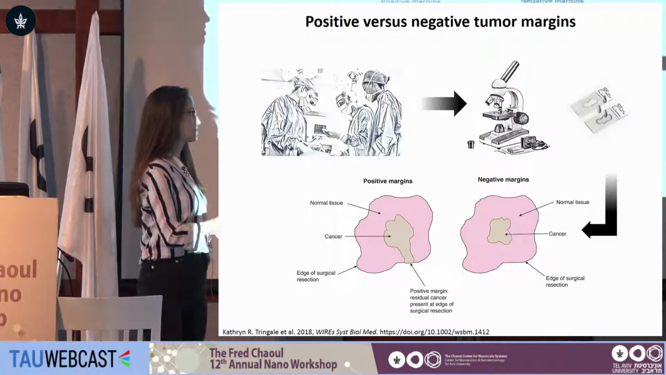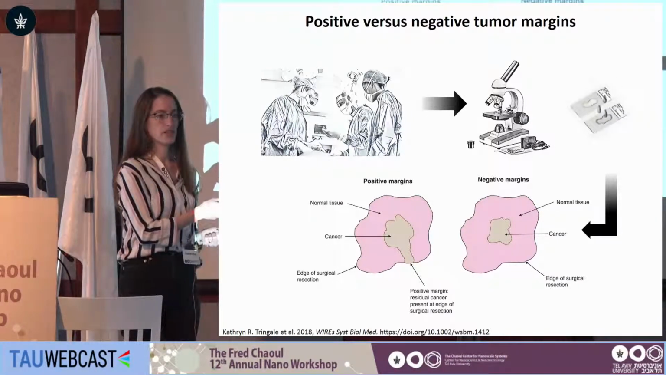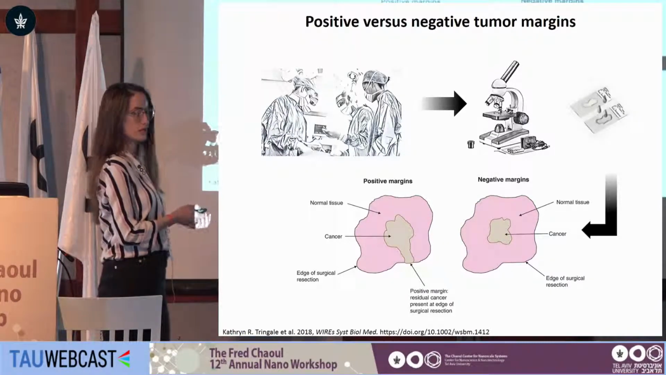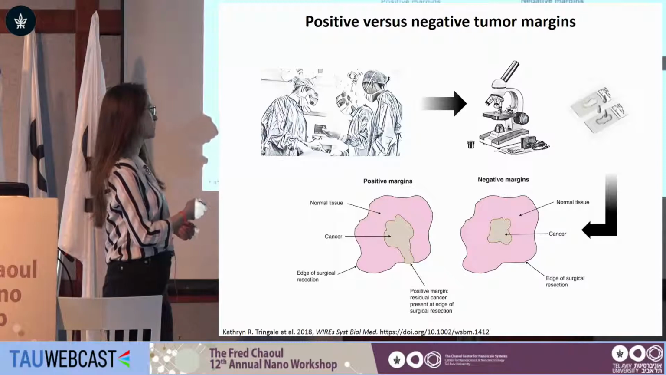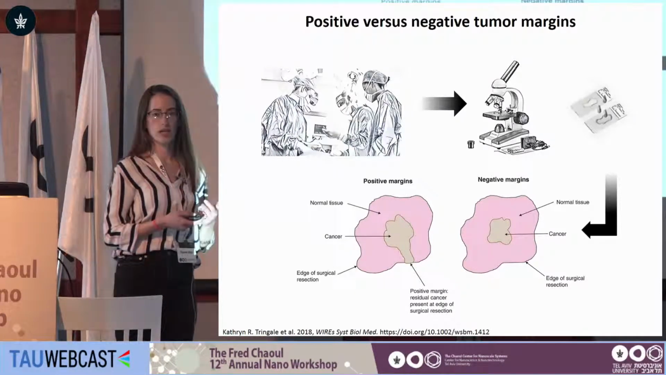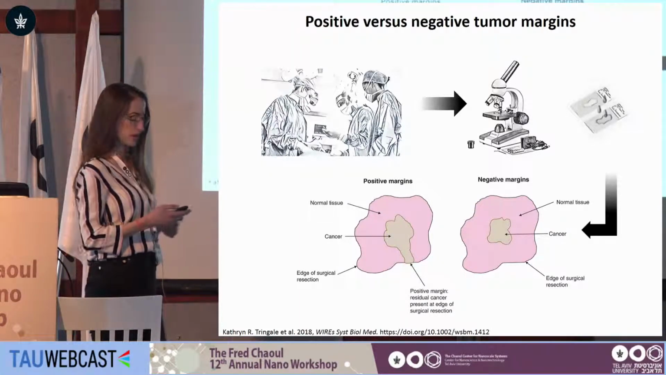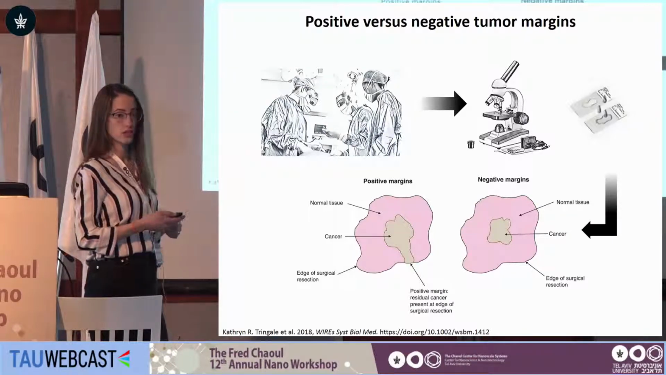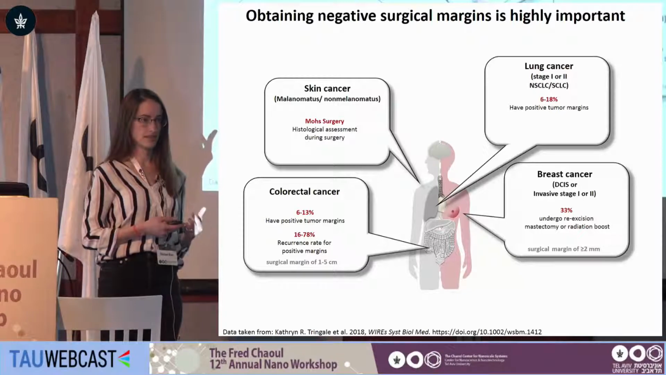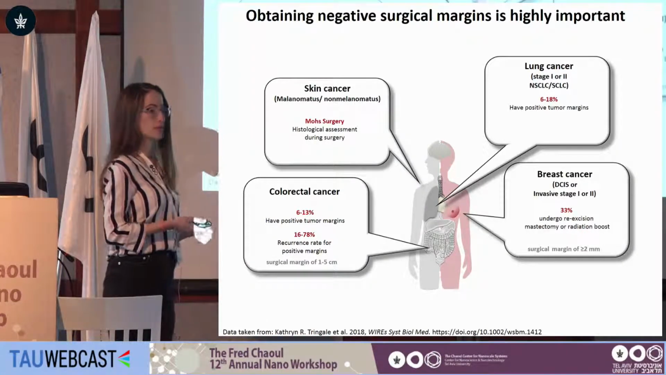When there are no cells, this is termed negative margins. However, when cells are detected by the microscope with the assessment of the pathologist, it is termed positive tumor margins, and these are sometimes associated with the recurrence of the disease and the requirement for the patient to undergo an additional surgery. So it is highly important to detect and to obtain negative tumor margins post-surgery.